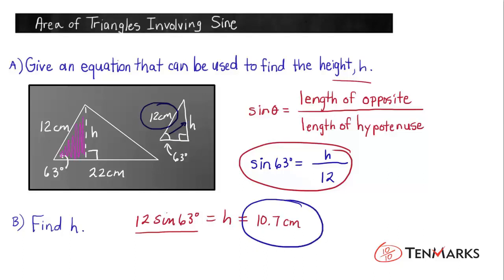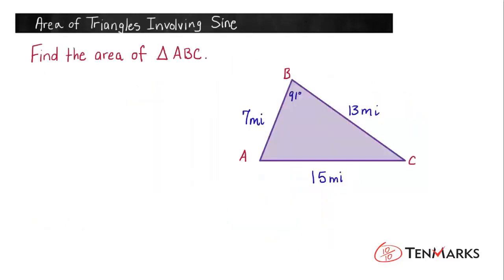Always look back and make sure that your answer makes sense. In this case, we know that it has to be shorter than 12 centimeters because 12 centimeters is the hypotenuse, so that's the longest side. It does look like a good answer. Now let's take a look at another question. Find the area of triangle ABC.